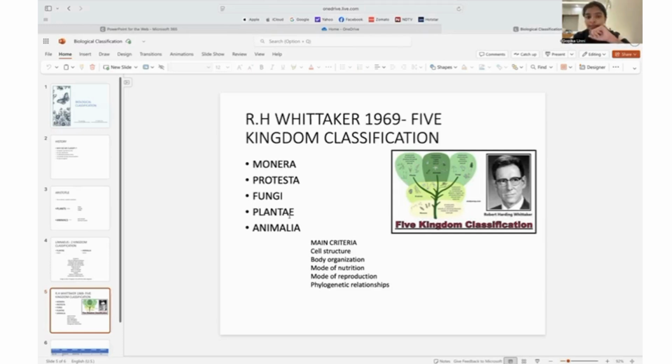Okay, the five kingdoms. The main criteria are the cell structure, which was not there in Linnaeus, then the body organization, the mode of nutrition, mode of reproduction, and phylogenetic relationships. None of this was there in Linnaeus' classification. All these were included by R.H. Whittaker. We'll come to all these criteria in detail later.